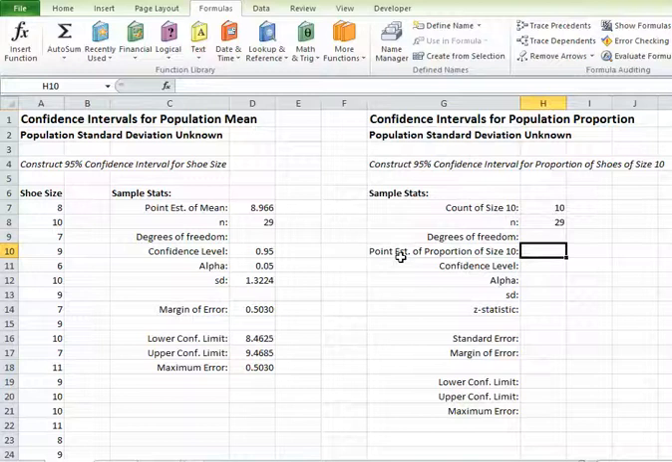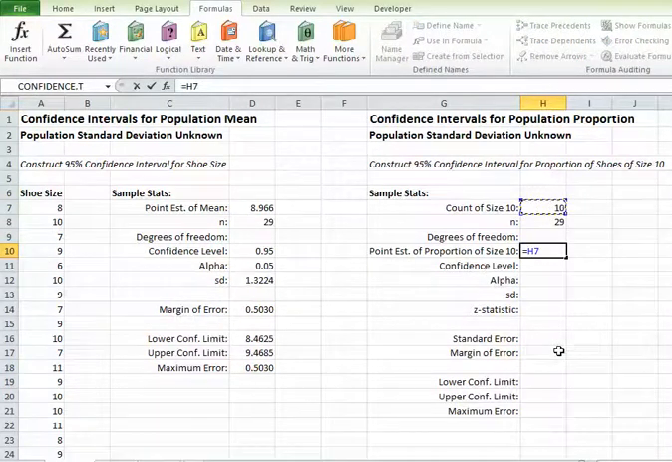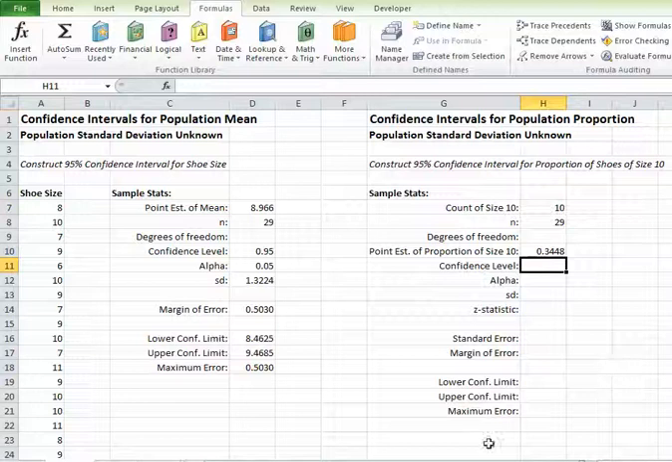Point estimate of the proportion. Well, to calculate that proportion, all we do is take the count of number of size 10s we had and divide it by the total. And we have, looks like just over 34% of our values are size 10.